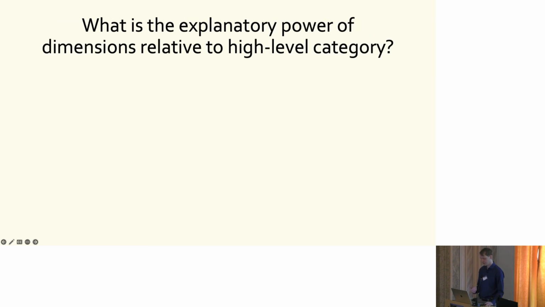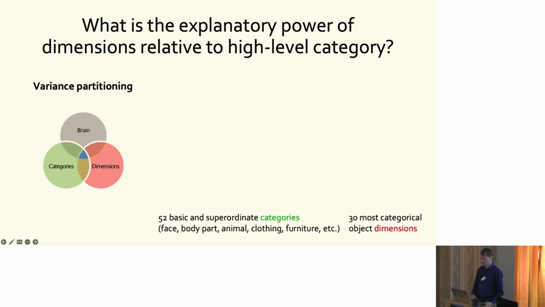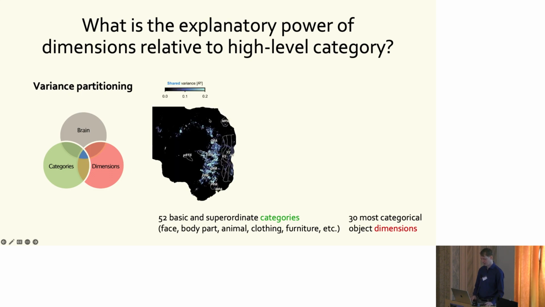So what is the explanatory power of the dimensions relative to high-level category? To address this question, we carried out variance partitioning to look at the category selective responses, the dimension selective responses, and their overlap, so what is explained by both of them together. And here is what you find in the visual system for what has been driving responses both for the categories and for the dimensions, also in the dorsal stream.